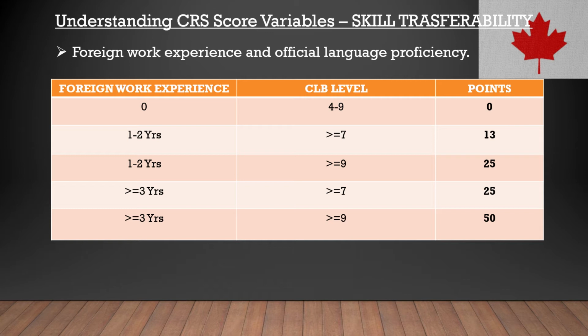If you have 1 to 2 years experience but your CLB level is 9, you get 25 points straight away. Even if your experience is 1 to 2, just because your English performance is above average, your points are 25. So if you really have 3 years experience or more than 3 years experience and you did well, get above average proficiency test results, that is 9, you are going to get your maximum score of 50.